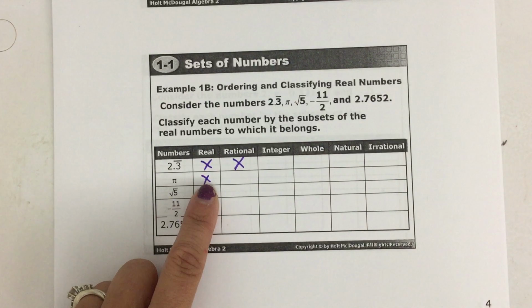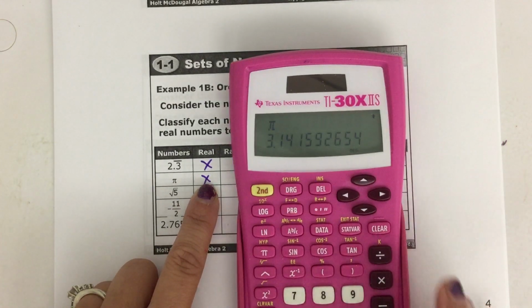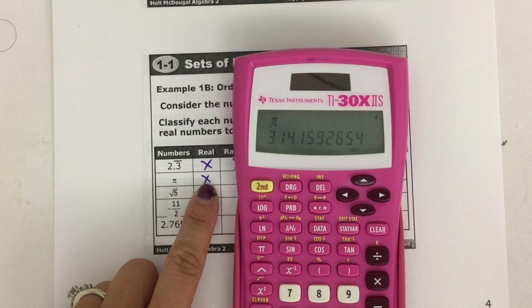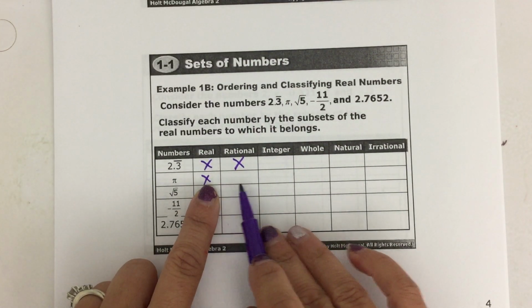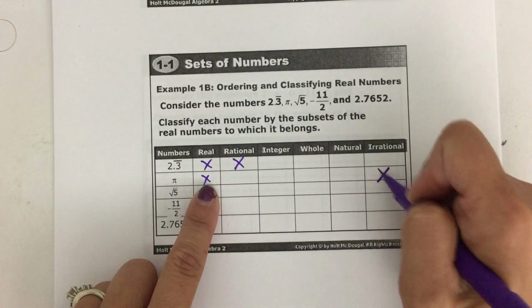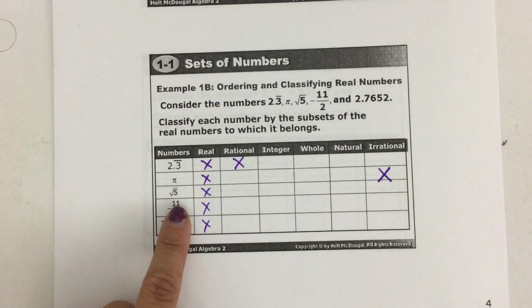Now pi. Pi is real, but check this out. It fills the entire calculator, and unless you have memorized digits of pi, I have 3.141592654. Do we know what the next value is? Unless you've memorized, you don't. It fills up the entire calculator. It doesn't stop. It doesn't repeat, so it's irrational. If it's irrational, it cannot be anything else. So pi is real and irrational.